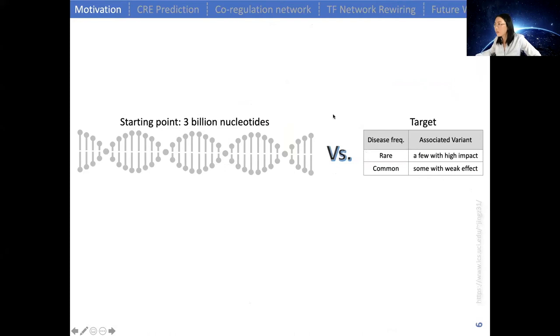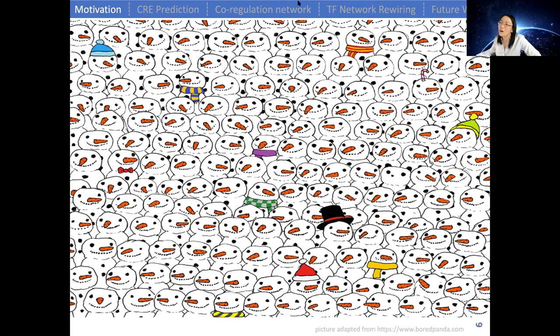But if we look at this problem more carefully, we start from 3 billion base pair nucleotides in the human genome, and we know 3 million of them are actually different from the reference genome. We are trying to find either one very rare mutation or a combination of different common mutations that may be disease causing. This is actually pretty challenging. It's like finding this panda among all these very similar looking snowmen.